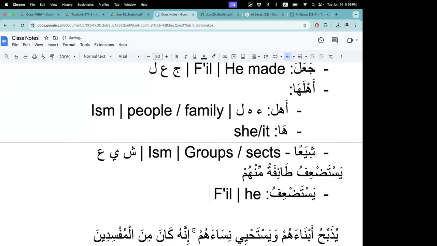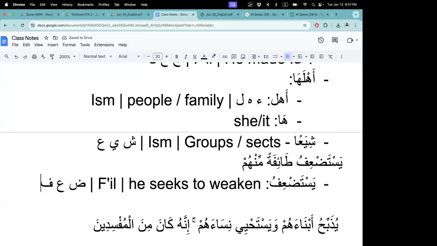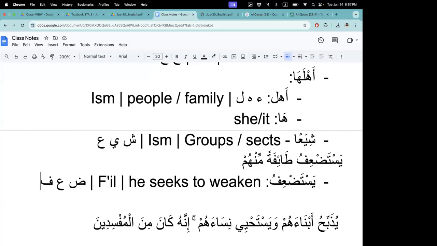He seeks to weaken. Okay. And its root letters are Dad, Ain, and Fa. And one word I shared with you from that same root is something that's weak. Okay.